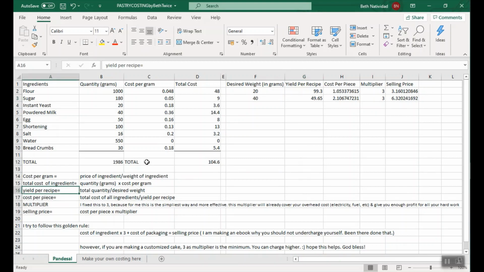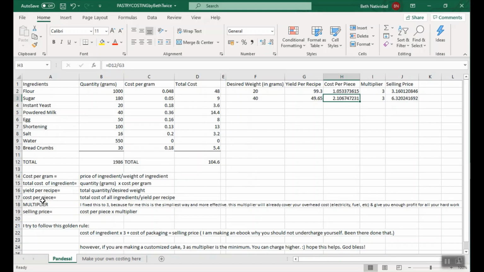Total quantity, ito, total ng bigat niya, divided by 40. So, ito yon. So, makakagawa ka ng more or less 50 pandesal if 40 grams per piece mo siya gagawin. So, how to determine the cost?